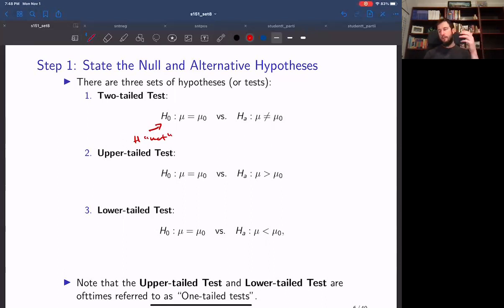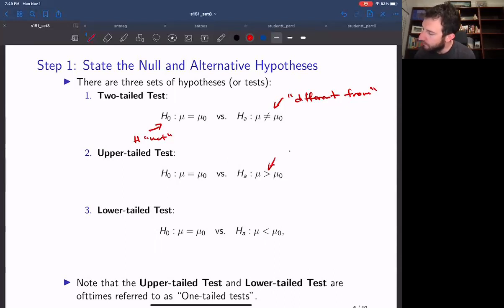So if you're asked, is there evidence that the population mean is different from 14? That means that the alternative hypothesis has a does not equal sign. So this is the different from value. We use the does not equal sign when we're asked if something is different from or not equal to a quantity.